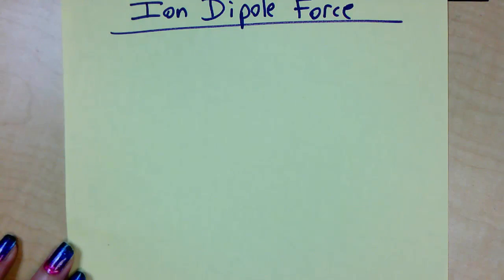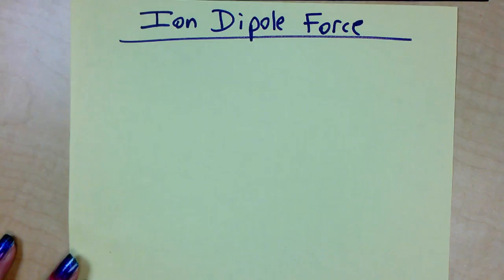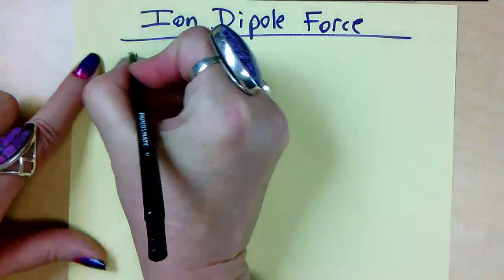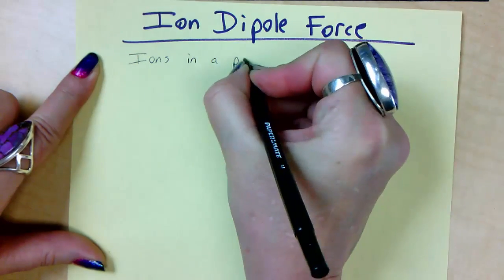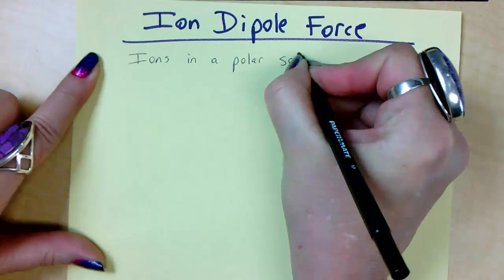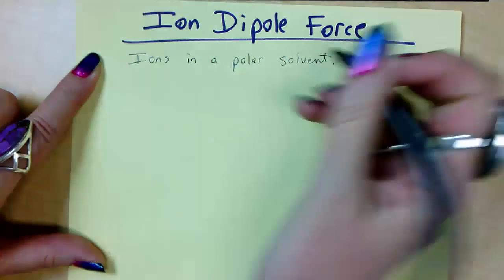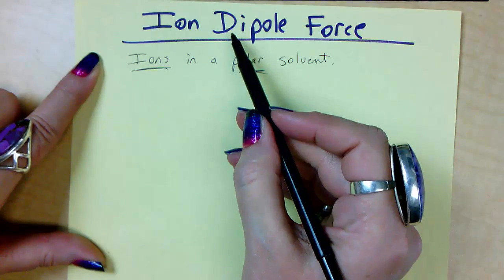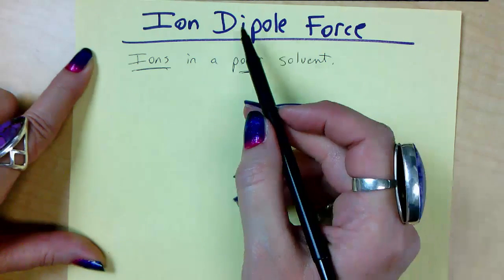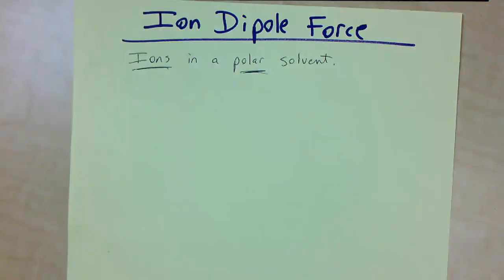So what is an ion-dipole force? Well, this is when we have ions in a polar solvent. So we have to have ions, and we have to have something that's polar, meaning it has two poles, dipole. Dipole means two poles, so it's polar.